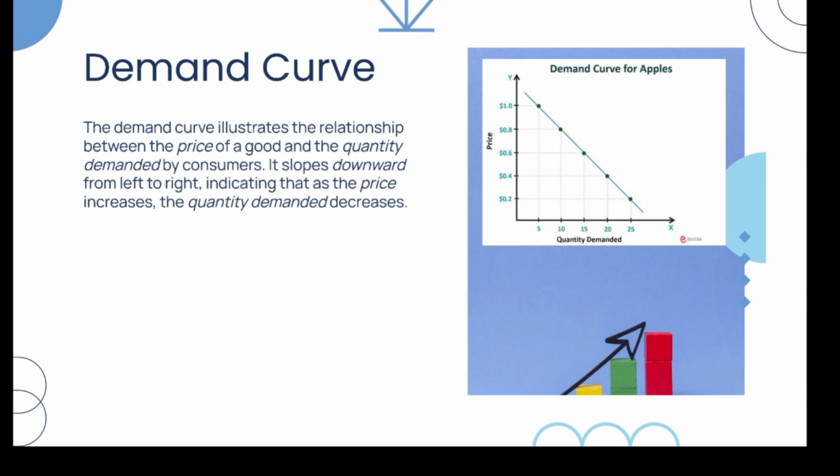When there is an inverse relationship, there is a downward sloping curve, not an upward sloping curve, because there is not a direct relationship. If one increases, the other will decrease automatically, because the consumer who demands the quantity of a good always wants to pay less and get more quantity. So that explains why there is an inverse relationship.